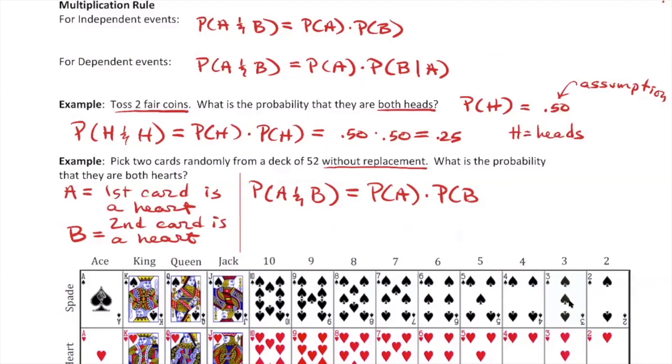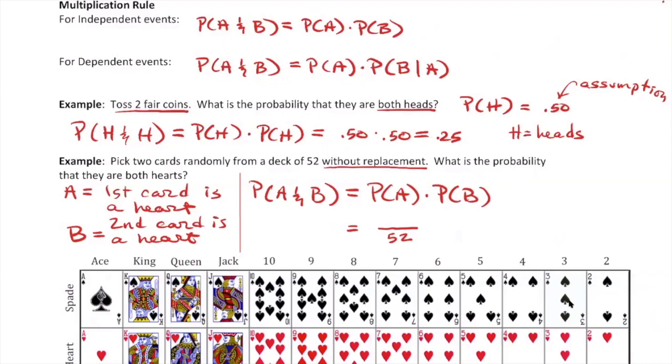I got lots of people saying dependent, and that is true. The probability that the second card is a heart depends on how many hearts are left in the deck. So with the first probability, there is a total of 52 cards, okay? But how many hearts are in the deck?